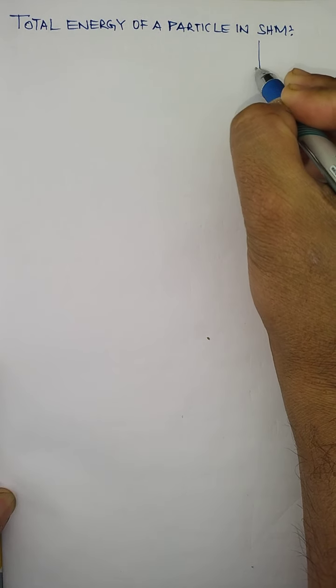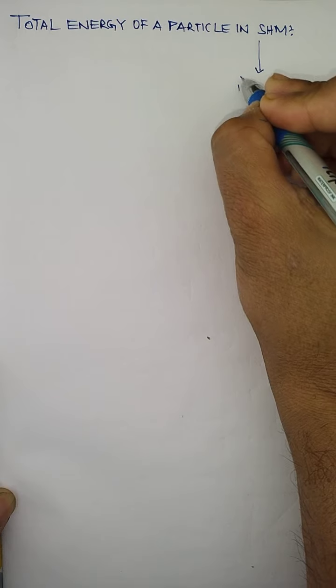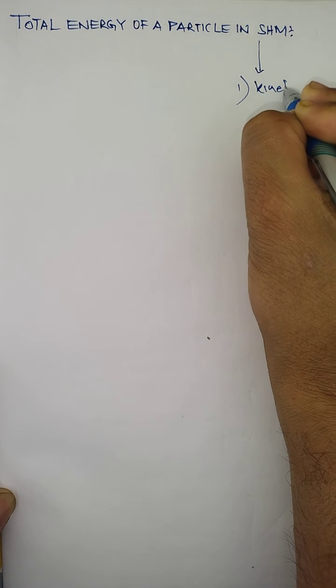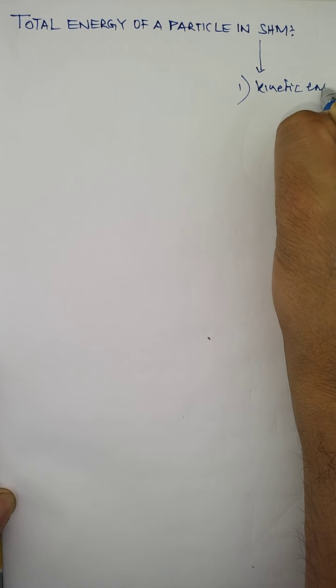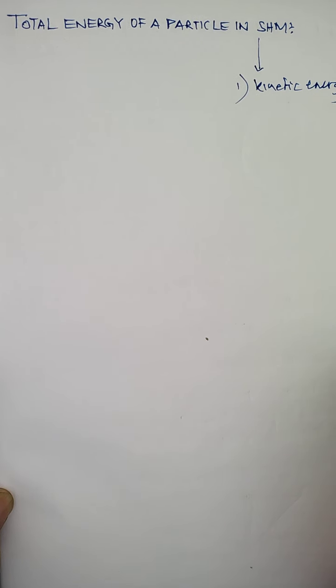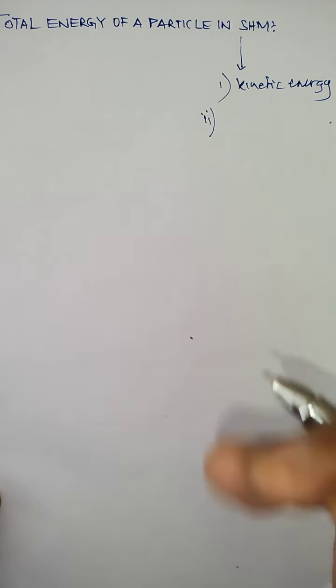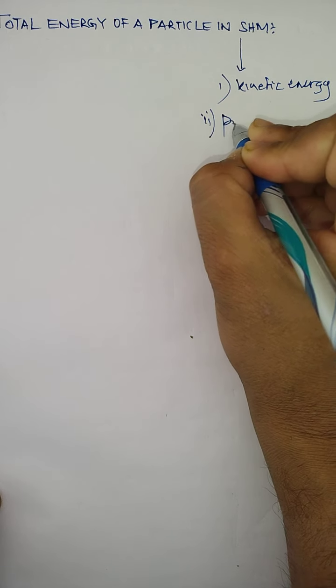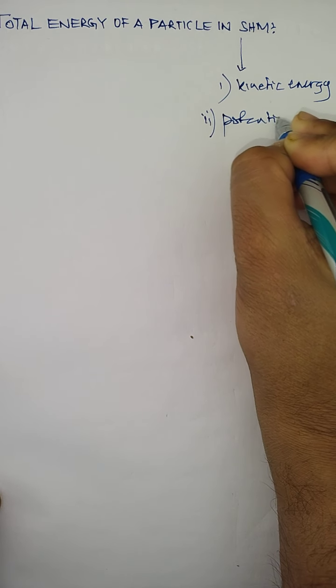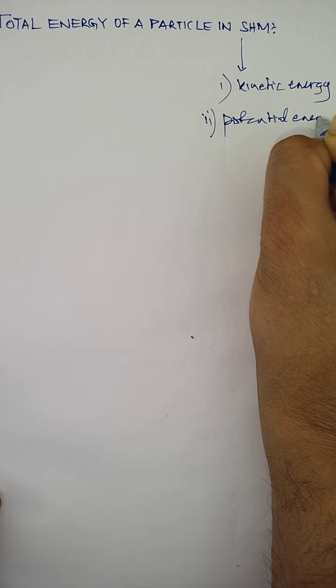It possesses what? Both energies. One energy will be what energy? Kinetic energy. So due to motion, the particle possesses kinetic energy. And another energy, which is also possessed by the particle due to its position, is called what energy? Potential energy.